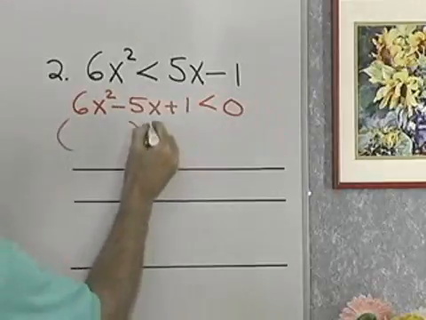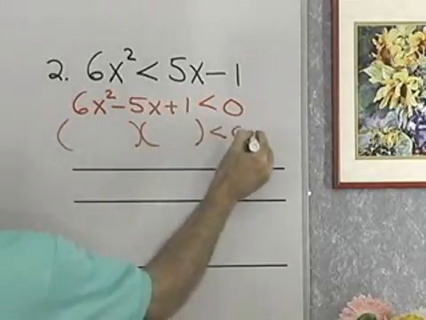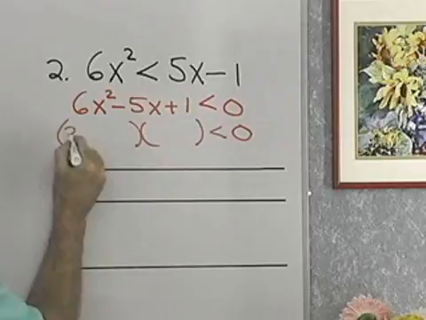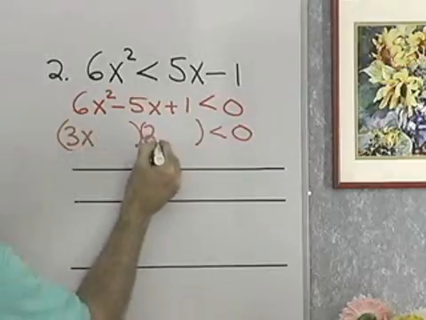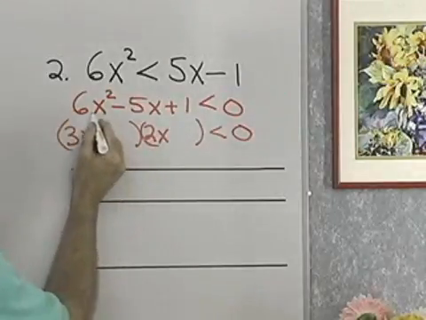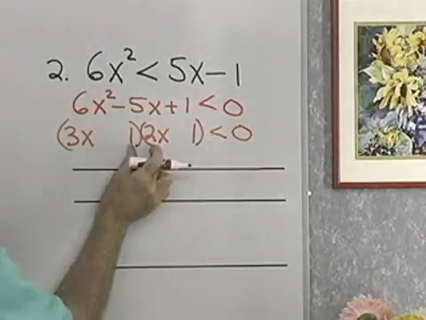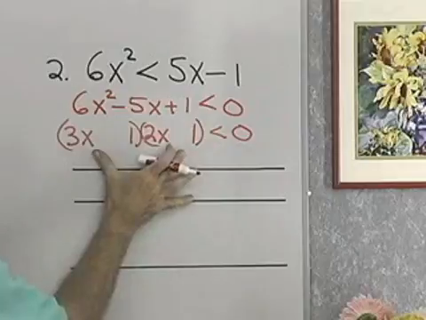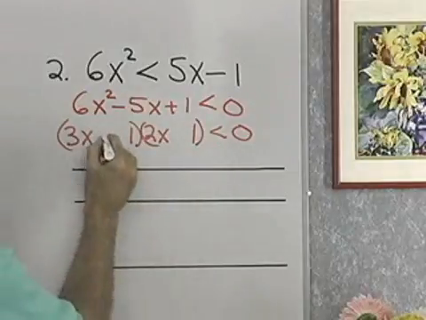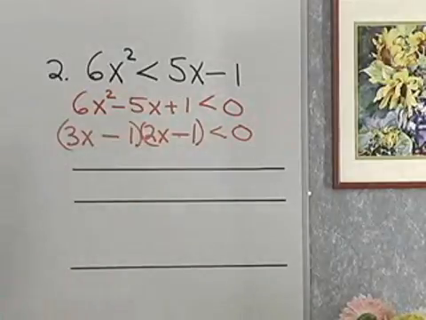Now let's factor. If this factors, it'll factor into the product of two binomials. I need a 3x and a 2x possibly to multiply and give me 6x squared. The last term's 1, so that's pretty easy, 1 and 1. Inside is 2x, outside is 3x. I add them together and get 5x, so I'll make those two negative.